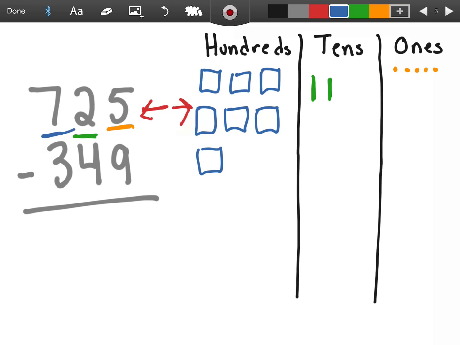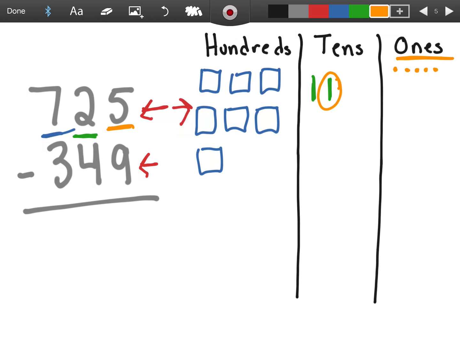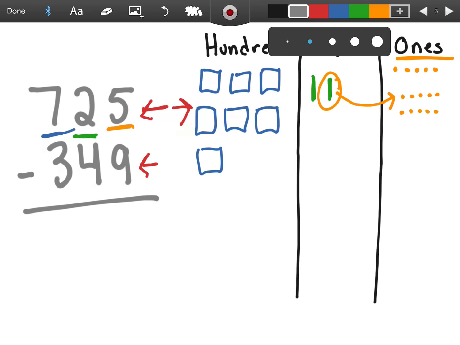All right. So now what we're going to do is look at that bottom number and see if we have enough in each place value to take away. So let's look over here in the ones place first. We have 5 ones and we want to take away 9. We know that we can't take away 9 if we only have 5, so we have to go to the tens next door and borrow 10 ones. And then let's make sure we show that over here in our work.